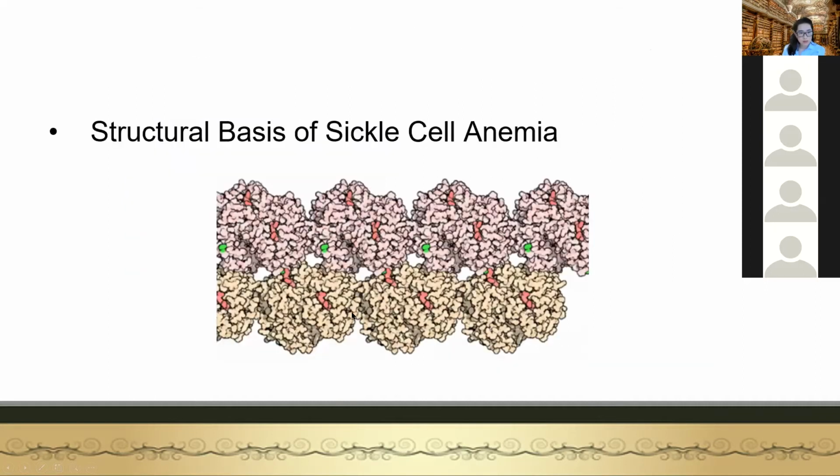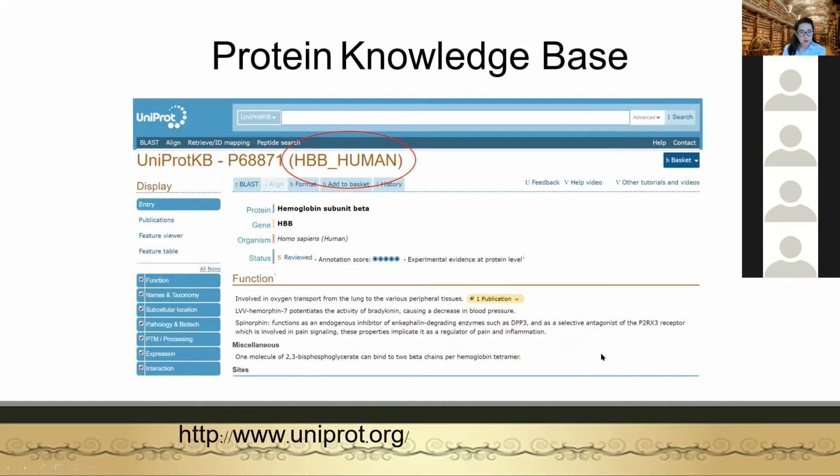So the structural basis of sickle cell anemia. This is the hemoglobin beta as it is packed together, and it forms fibers. So why is it called fibrous? You go to the protein knowledge base, uniprot.org, and search HBB_human. So let's open your web browser now and go to www.uniprot.org and then search HBB, which stands for hemoglobin beta_human.